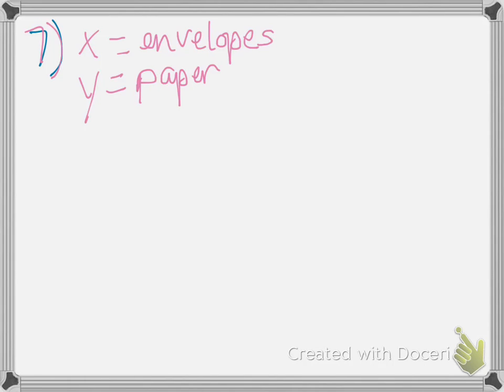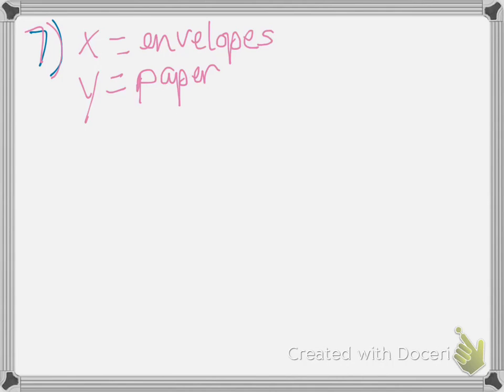We have defined variables. Step 2 says that we're going to write a system of equations that is going to involve our variables that we just defined. So, the first sentence says what? How many envelopes?